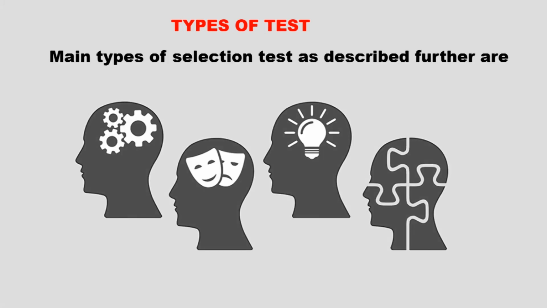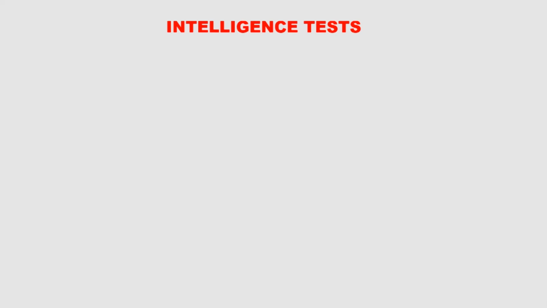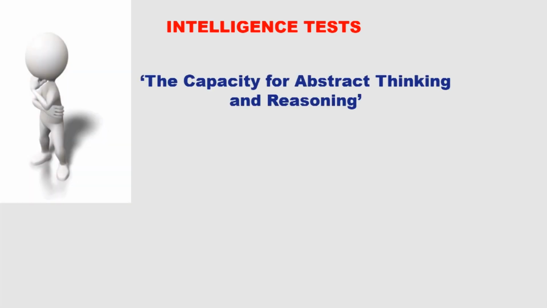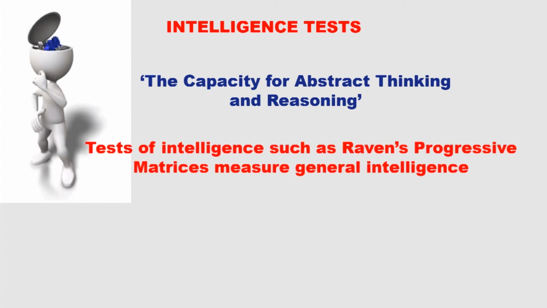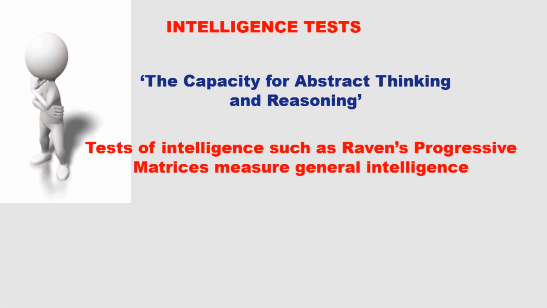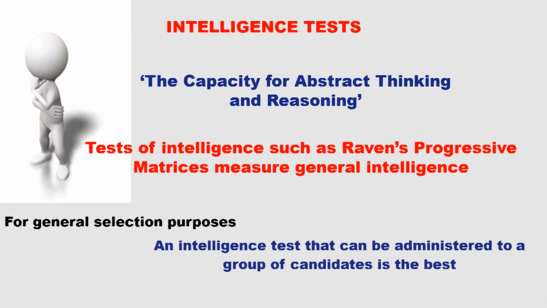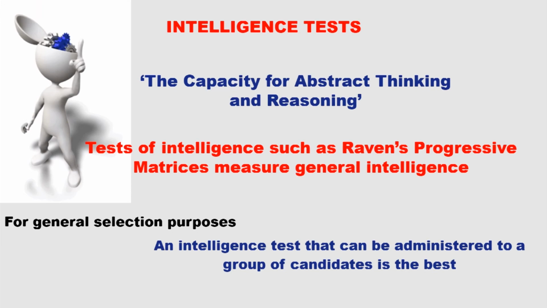Now let us look at the types of tests that are conducted for selection. The main types of selection tests, as described further, are intelligence, personality, ability, aptitude, and attainment tests. Let us first look at intelligence tests. These are defined as the capacity for abstract thinking and reasoning. Tests of intelligence, such as Raven's progressive matrices, measure general intelligence. For general selection purposes, an intelligence test that can be administered to a group of candidates is the best.